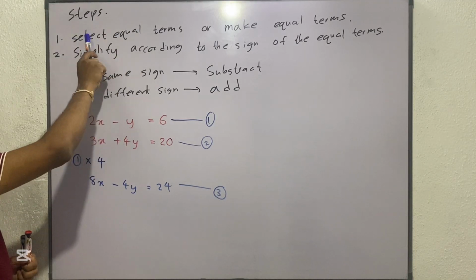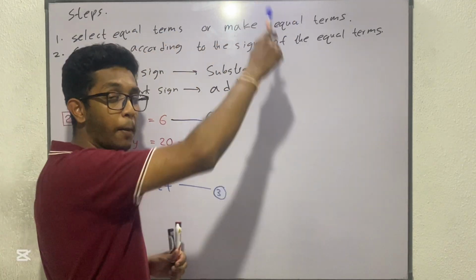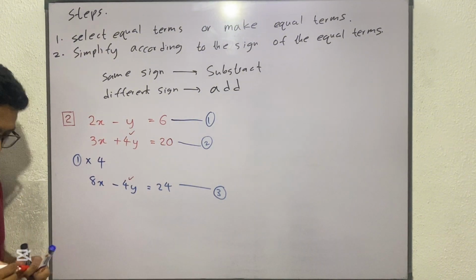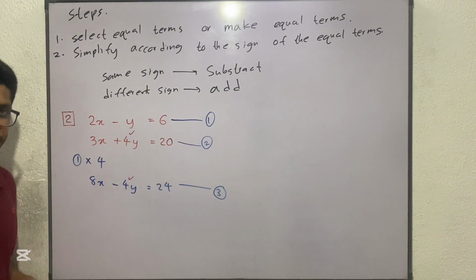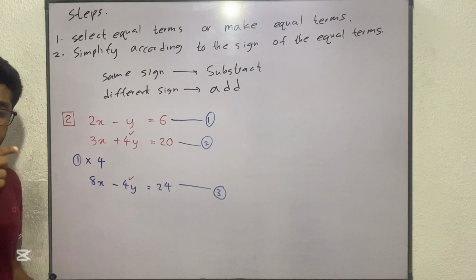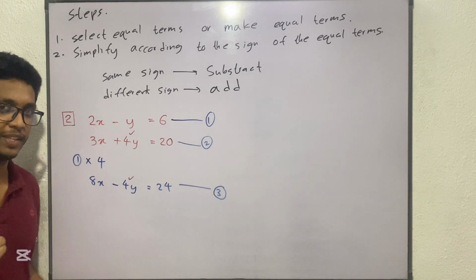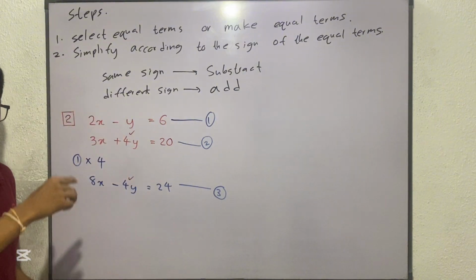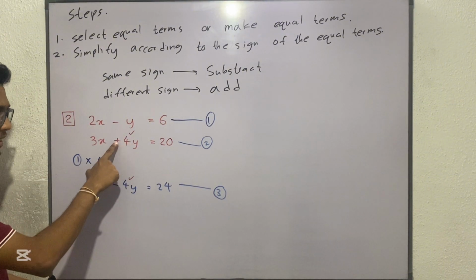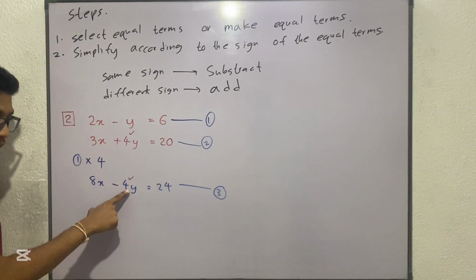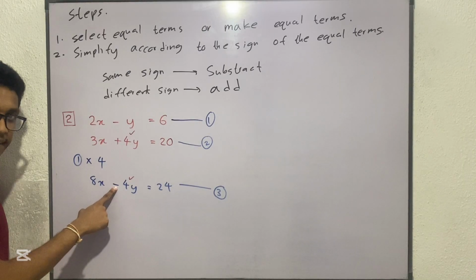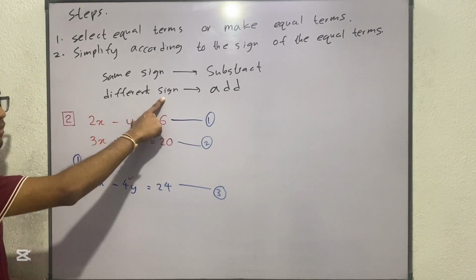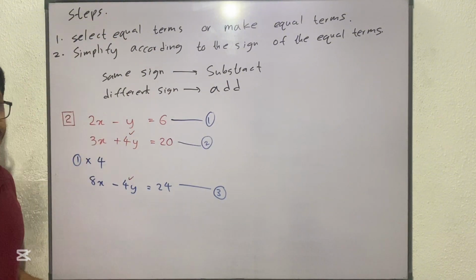So as the first step, I can't select equal terms, so I made equal terms. Now I have 4y as my equal terms. Then I can move to the second step. Second step is to simplify according to the sign of the equal terms. When both terms have same signs, subtract, different signs, add. If I consider the sign here, that is plus. If I consider the sign here, that is minus. So both have different signs, no? When we have different signs, we add the two equations.